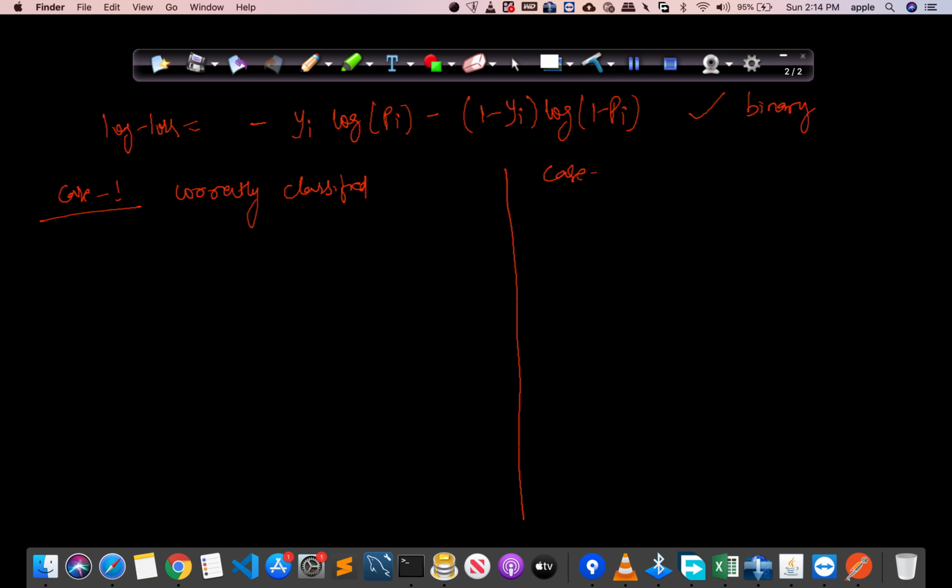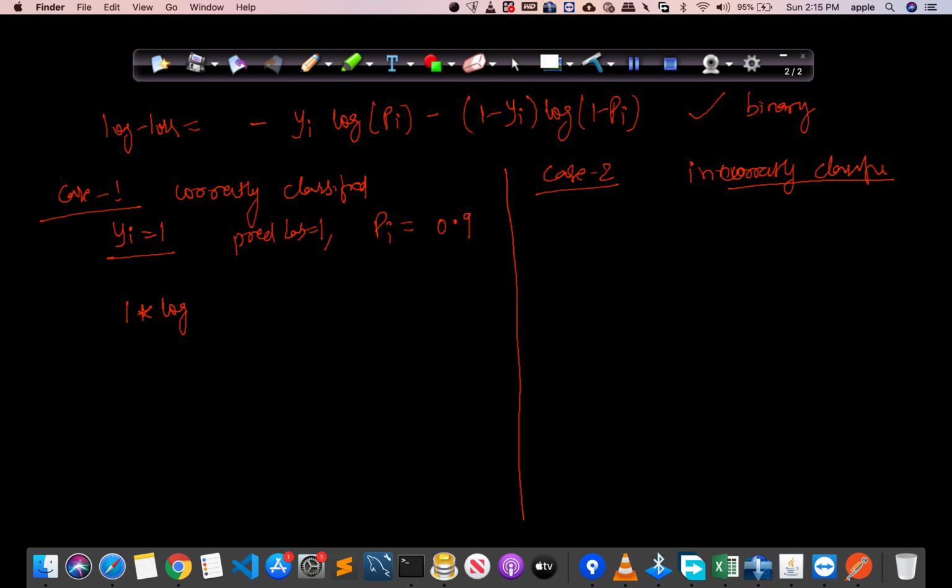Now this is case 2, and in this we will say incorrectly classified. If the point is incorrectly classified, what will be the log loss? For example, suppose y_i equals 1, the actual label, and the predicted label is also 1, and the probability that the model gave was 0.9. Okay, now in this case we have to calculate log loss. So since y_i is 1, we will replace y_i with 1 multiplied by log of p_i. What is p_i? p_i is 0.9.